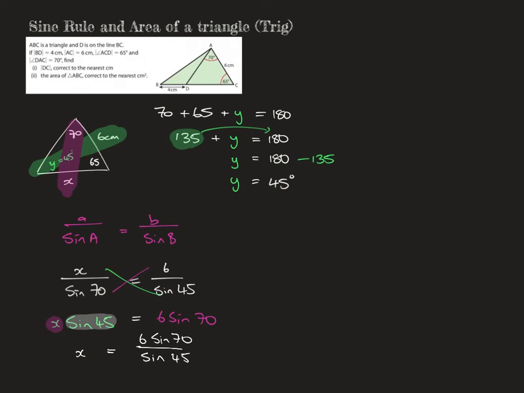And if you were to type that into a calculator, 6 sine 70 all over sine 45, it gives you an answer of 7.973556293. Okay, it said give your answer to the nearest centimeter. So give your answer to the nearest centimeter, and the length of DC is going to be equal to, to the nearest centimeter, 8 centimeters.